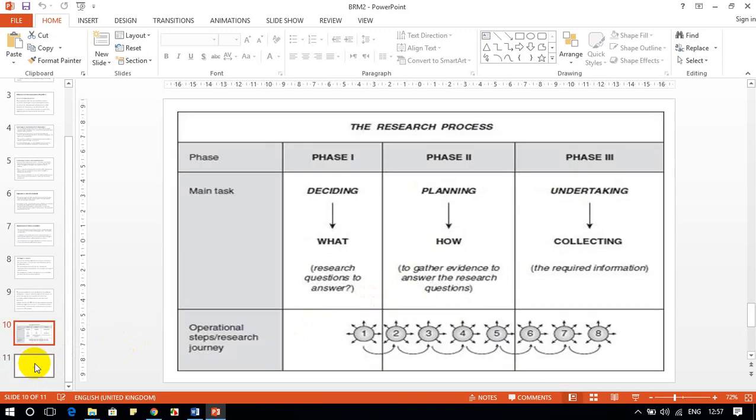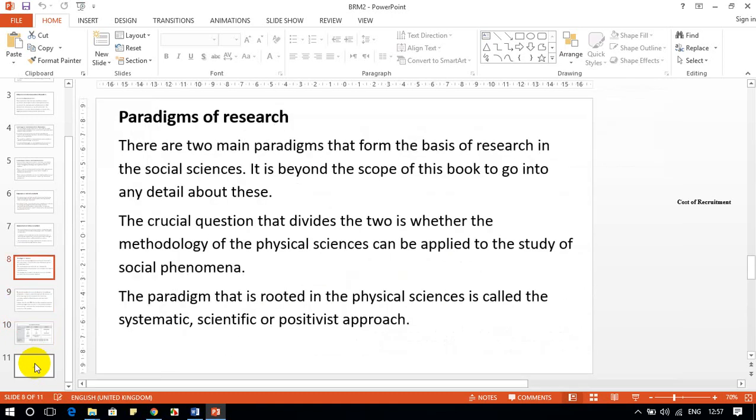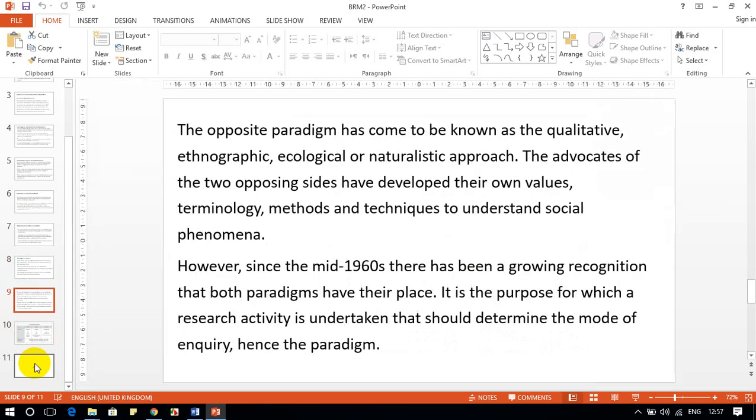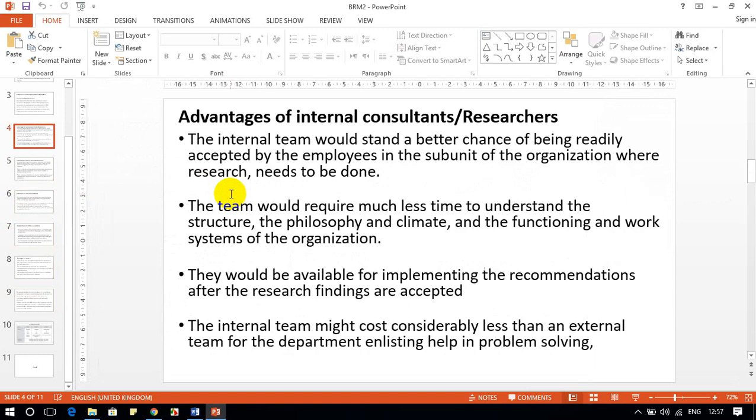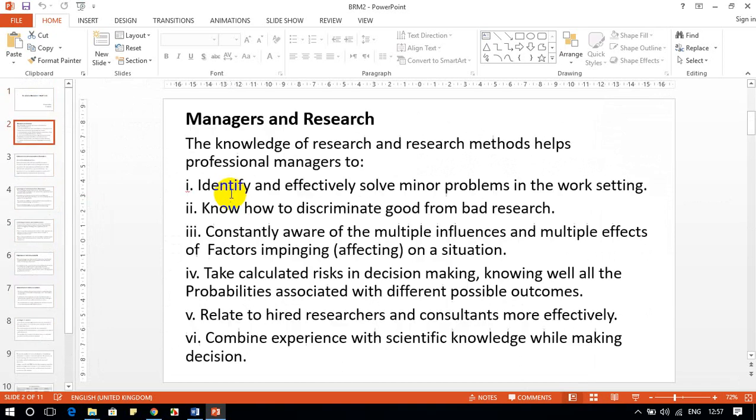Before the conclusion, let me give a small overview. This is a small sample or chart which shows that each and every research process has three phases: decision, planning and undertaking. And then we said that there are two paradigms. The first paradigm is called positivist, or also scientific, and the other is called the naturalistic approach, or ecology. And then the advantages and disadvantages of the external consultant, and the advantages and disadvantages of the internal consultant of the research, have been covered in our class today.